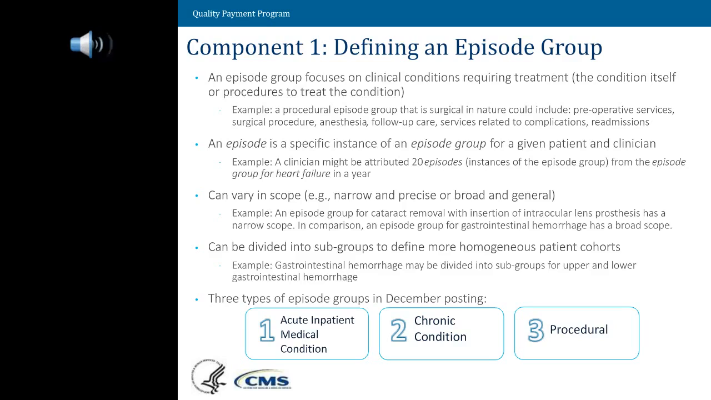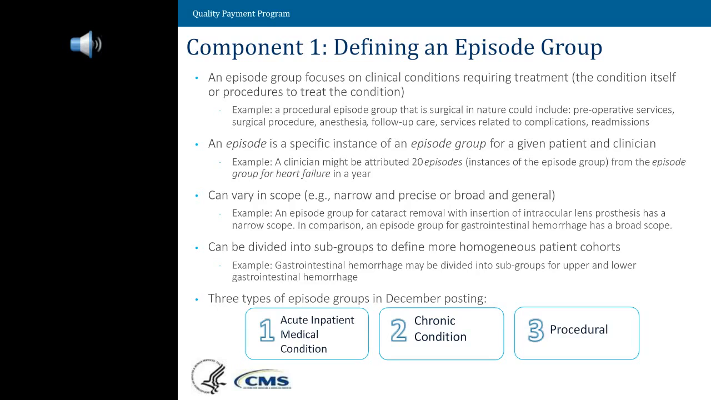For example, a clinician might be attributed 20 episodes, or instances of the episode group, for, say, heart failure in a given year. Episode groups can vary in scope. They can be narrow and precise or broad and general. For example, an episode group for cataract removal with insertion of intraocular lens prosthesis has a narrow scope. In comparison, an episode group for gastrointestinal hemorrhage has a broad scope.